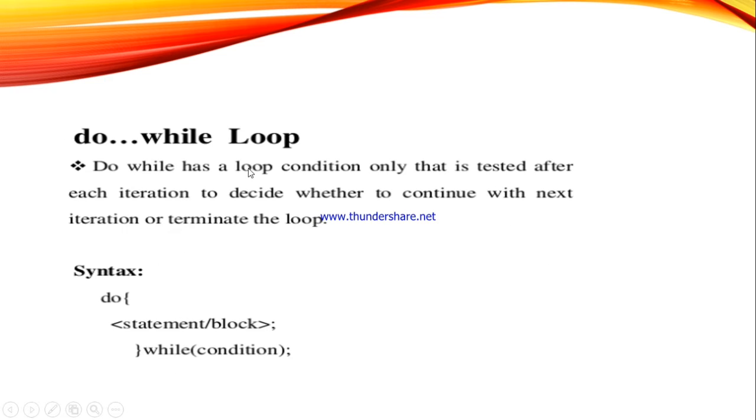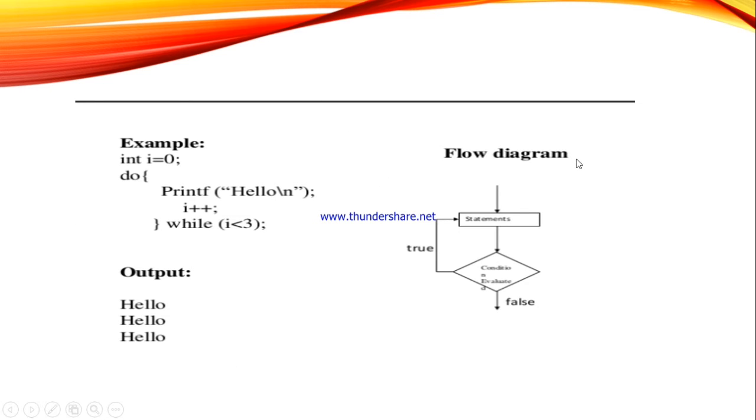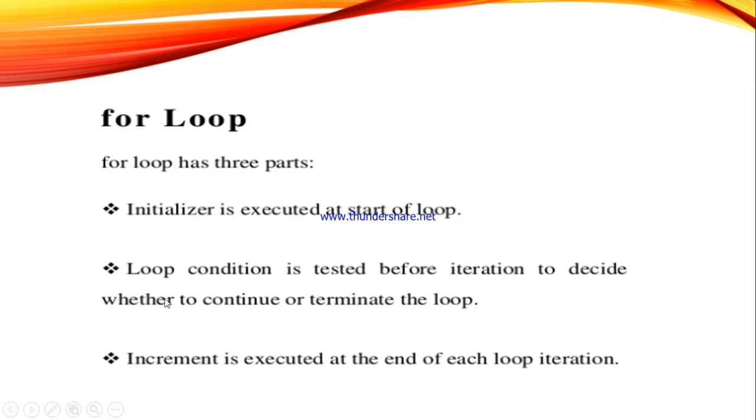And do while loop. Do while has a loop condition only that is tested after each iteration to decide whether to continue with the next iteration or terminate the loop. Syntax: do, statement block, and while, check the condition. It will first execute the statement and then check the condition. We have the flowchart: statements and condition. Condition true, execute the statements. Condition false, come out from the loop. We take the same example. int i = 0; do printf hello, i plus plus, while i less than 3. It prints hello 3 times.